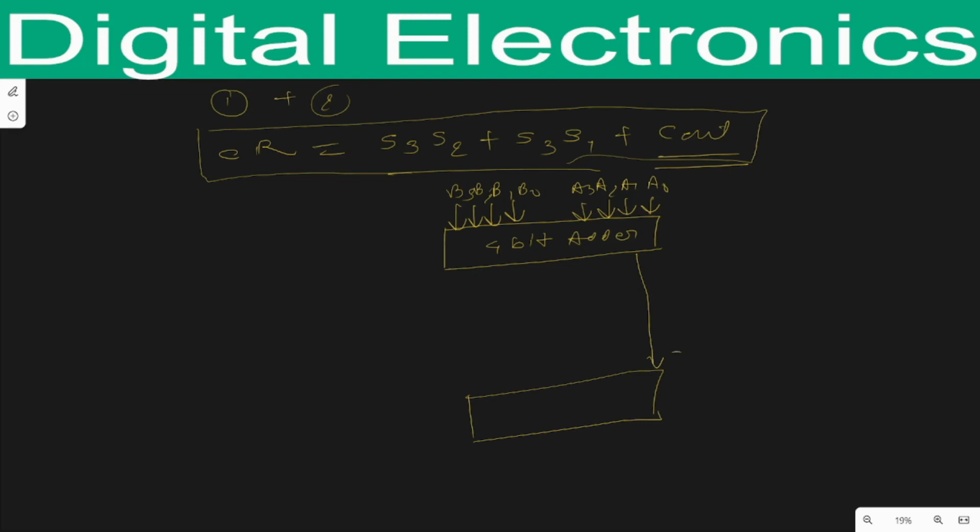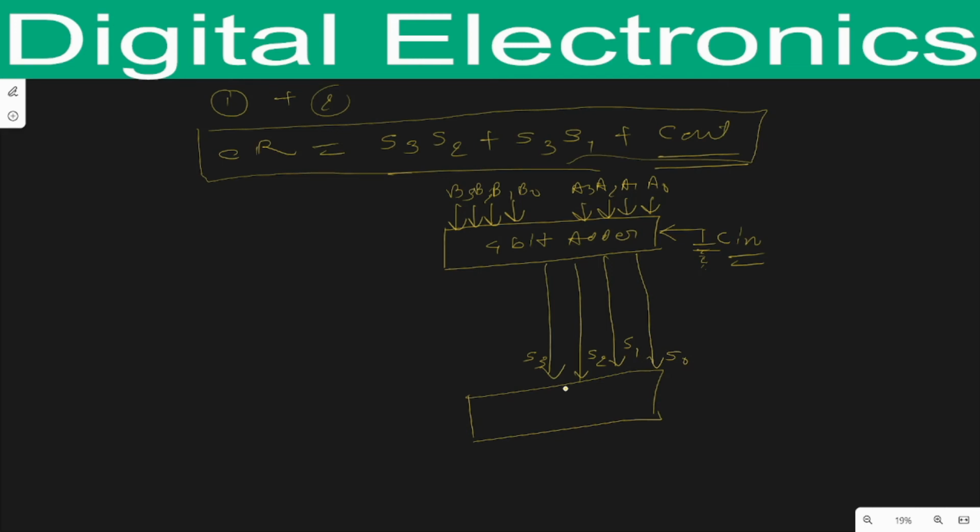as S0, S1, S2, and S3. Okay, so this one is the full adder. That's why we have to represent one initial carry here. So I am representing the initial carry C in here, or I represented it as ground.